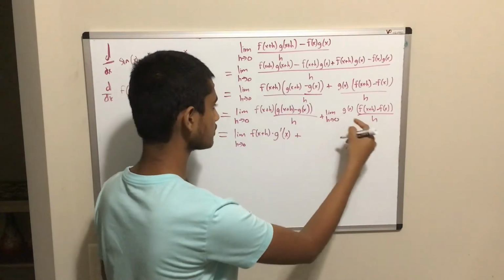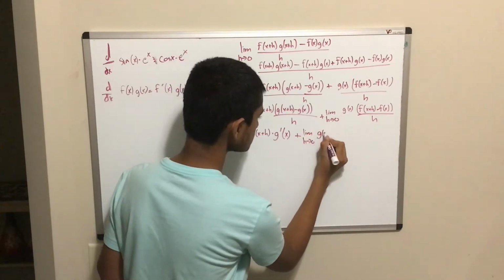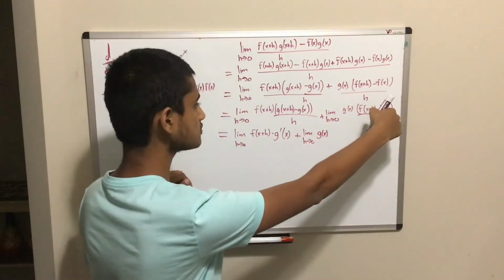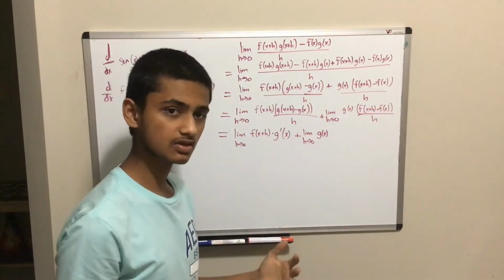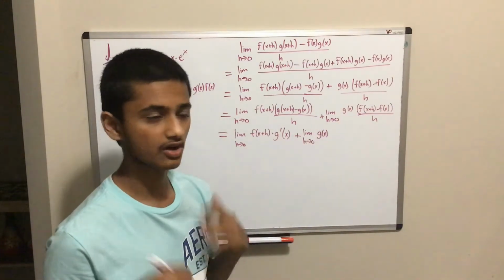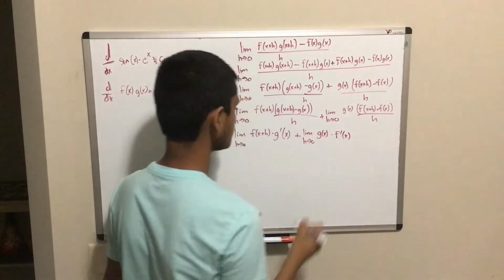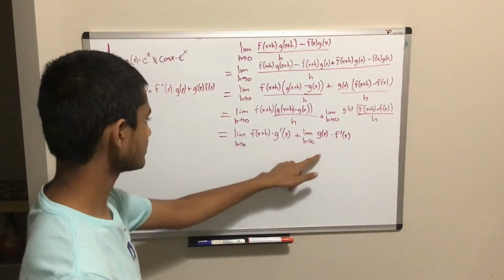and then we continue on over here, the limit as h approaches 0 of g of x times this function over here. And this is exactly the same logic as before. This is the definition of the derivative. So we can just rewrite this as f prime of x. And now we're just ready to simplify these limits over here.